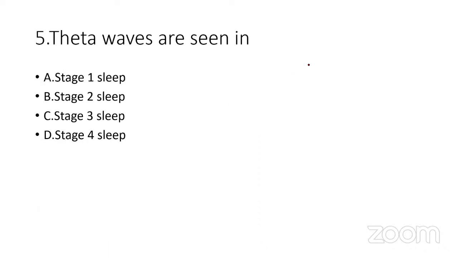This is a question related to EEG and sleep. Theta waves are seen in which stage? Option A, stage 1; option B, stage 2; option C, stage 3; option D, stage 4. EEG is a recording of the electrical activity of the brain by putting surface electrodes on the surface of the scalp.